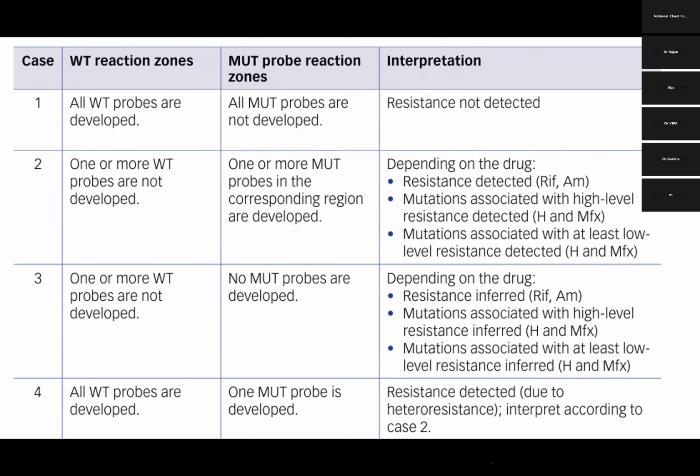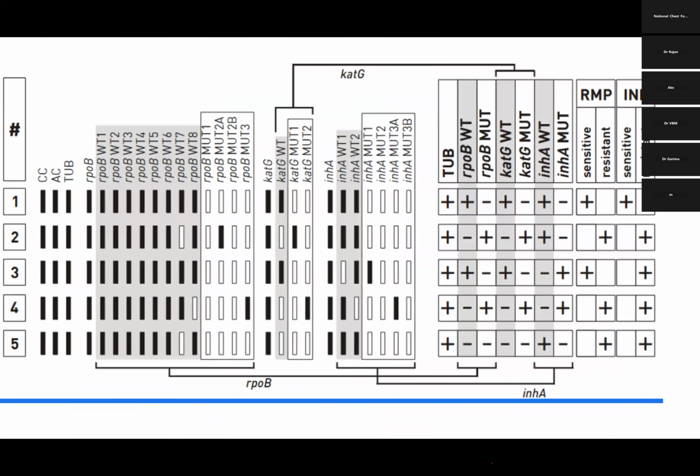Resistance detected. Then one or more WT probes are developed, or not developed, but no MUT probes are developed. It again depends on resistance. And there can be a case where all WT probes are developed and one MUT probe is developed, that is resistance detected. And you have to go to the identification sequence. So this is how you see the LPA.